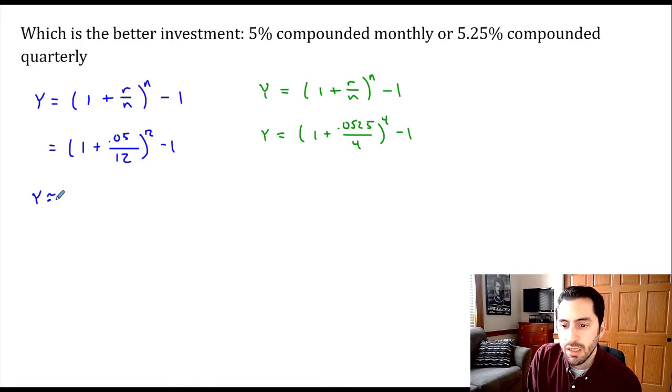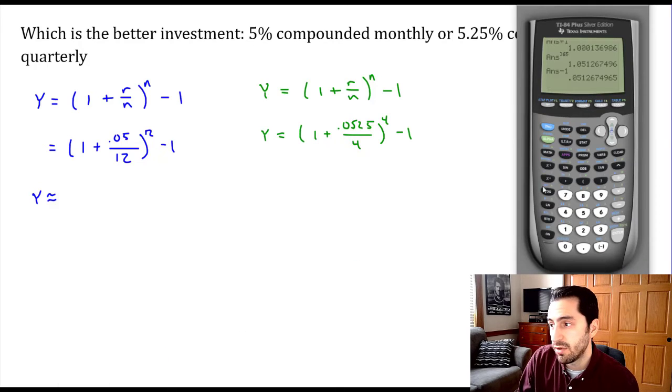Okay, so we plugged in everything we know. So now let's type this into the calculator and see what we get for both of these. So for our first one, working our way from the inside out, 0.05 divided by 12. To this, we're going to add 1. Okay, I'm following my order of operations. So this decimal would be what is inside the parentheses. And this is going to be raised to the 12th power. So 1.0511. And then from this, we're going to subtract 1 to give us our rate as a decimal.